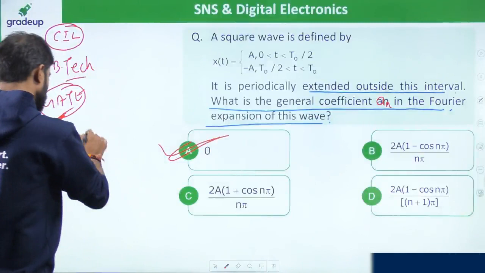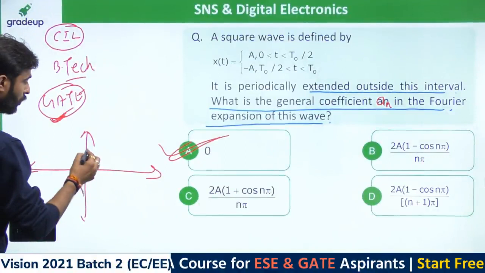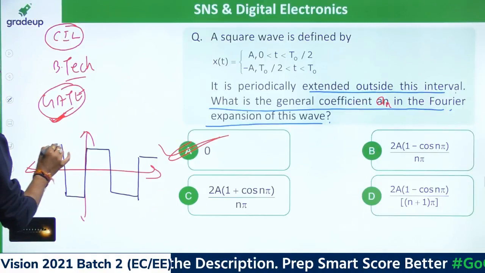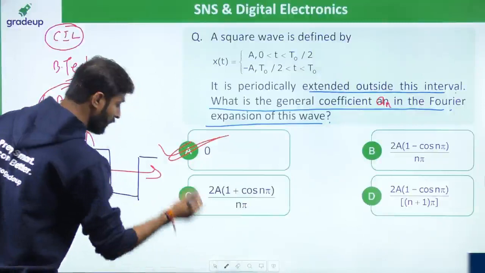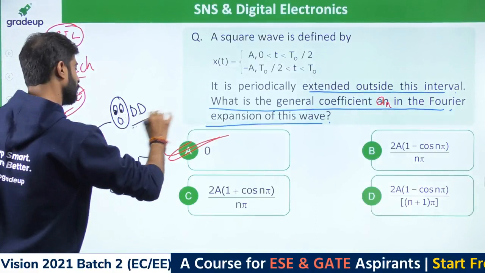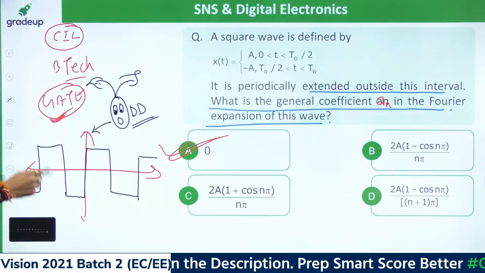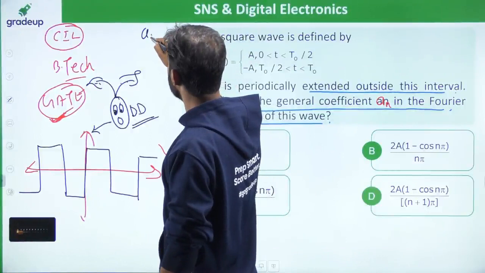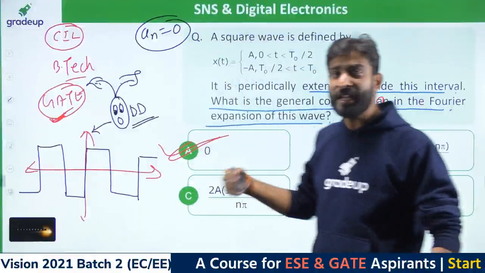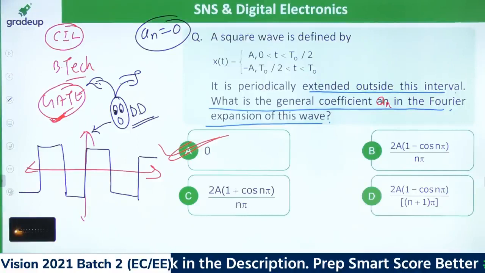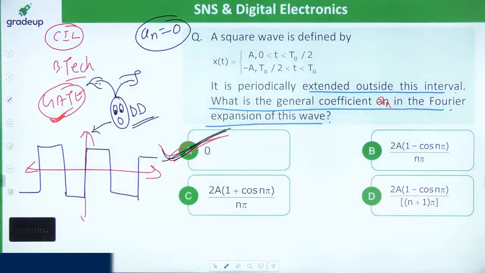If you find what the signal is, it is from 0 to T by 2, it looks like this. So if you observe, this signal is an odd signal. And whenever the signal is odd, then a n is always equal to 0. And whenever the signal is even, then b n is always 0. So for this particular signal, the correct option is a n equals 0. And if it is an even function, then b n is always 0. Property based question, very easy question.